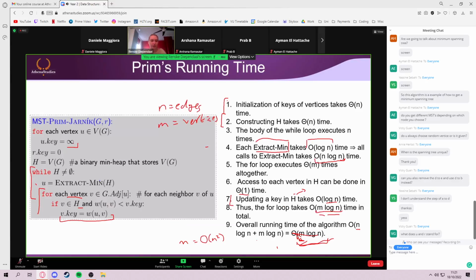Oh, sorry, I missed the question. What do the U and R stand for? Okay, so R is the starting node that you pick, and U are all the other nodes, or the neighbors. U are all the neighbors of the edges or the graph that you're considering.